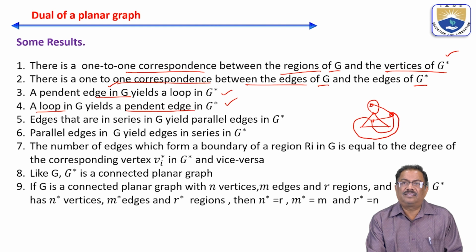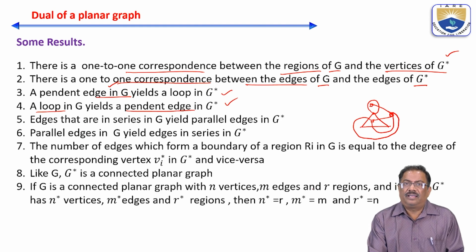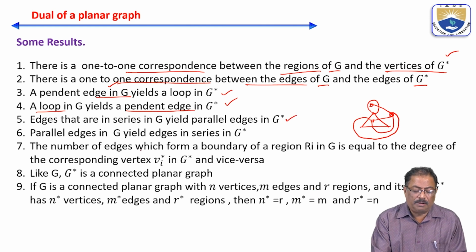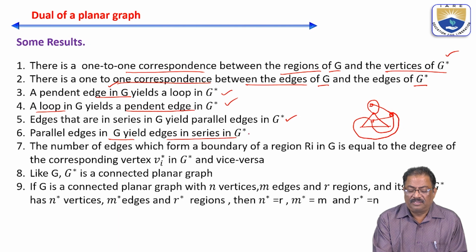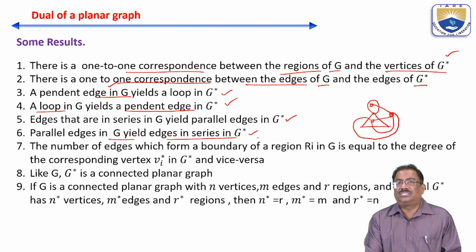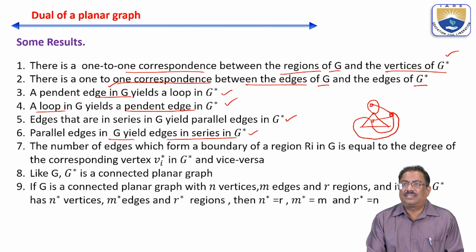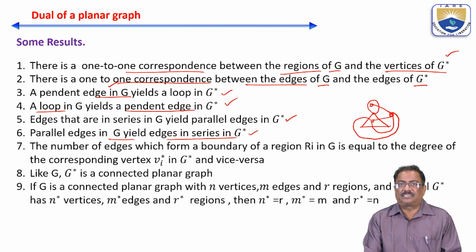And edges that are in series in G yield parallel edges in G star, and parallel edges in G lead to edges in series in G star. See here, this is one edge and this is one edge. So this will become parallel edges in G star, and parallel edges will yield edges in series in G star.